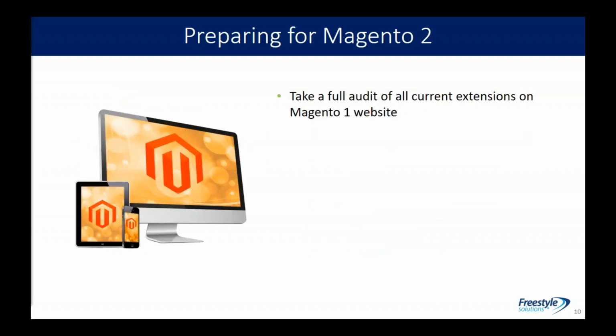So the last thing I want to talk about before handing this over is what you guys can do internally to prepare for a Magento 2 upgrade or migration. The first thing is you're going to want to take a full audit of any extensions that you have on your website. What is it? What does it do? Does it provide shopper functionality, or does it provide admin functionality?